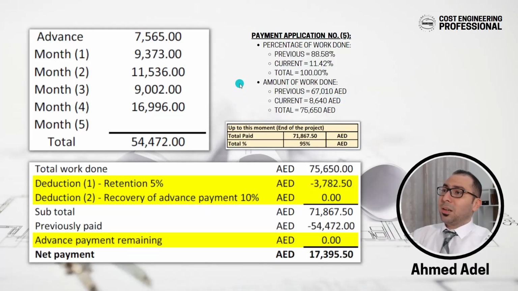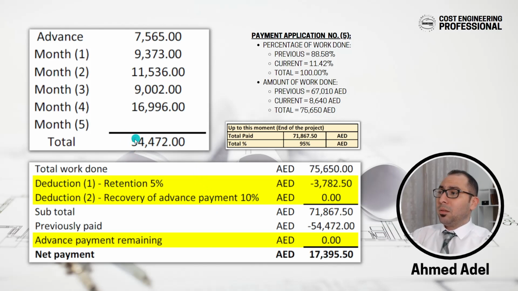But when we go to the certificate of the last month in the project, or statement at completion, in that certificate, what will happen? Let's see the previously paid first. We paid the advance, we paid month 1, 2, 3, 4, we didn't pay month 5 yet because we are calculating now how much we should pay at the end of the project.